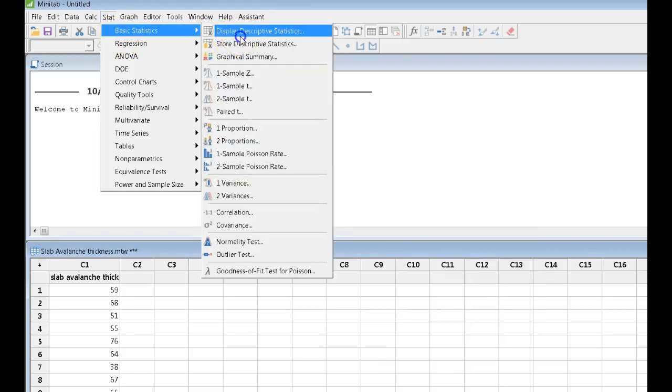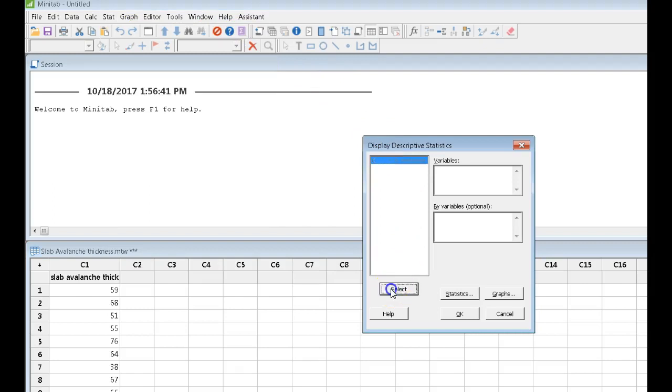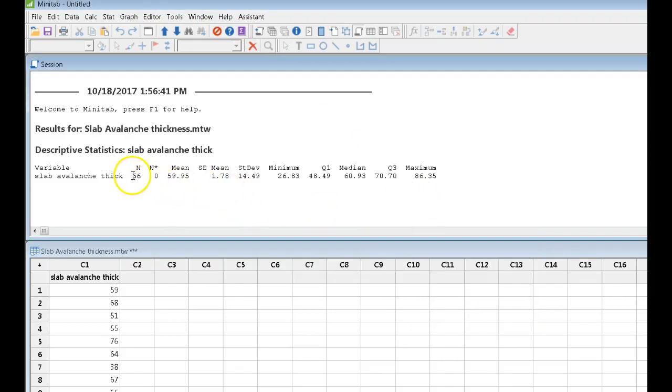Stat, Basic Statistics, Display Descriptive Statistics. I want Minitab to give me some descriptive stats. I need to know how many avalanches were measured, what was the sample average, and I need to know the sample standard deviation. By the way, Minitab also gives me the standard error of the mean, which we'll see pop up at 1.78, at least I think.